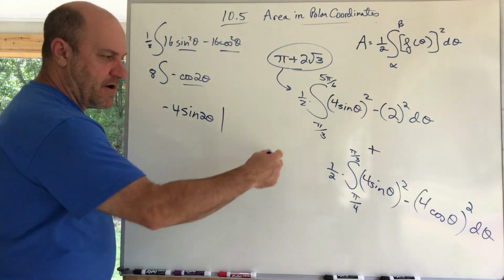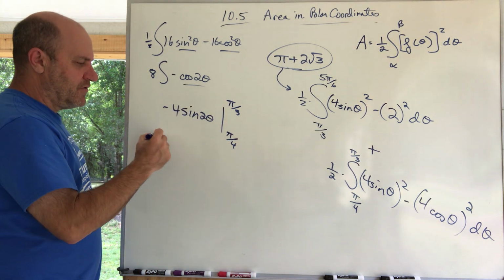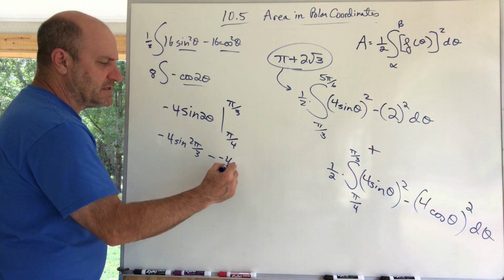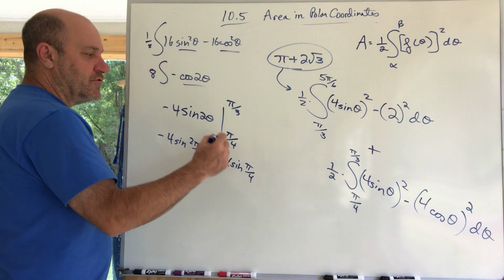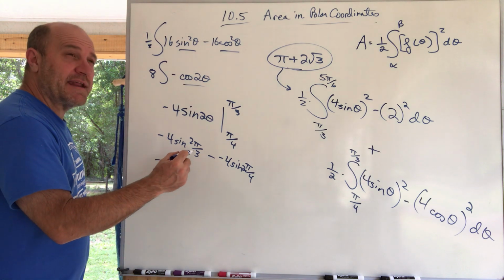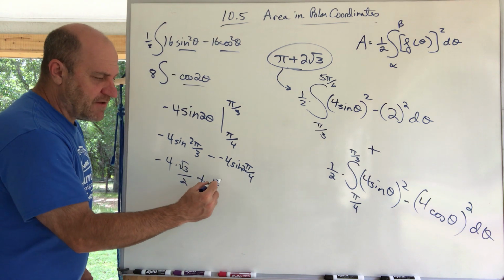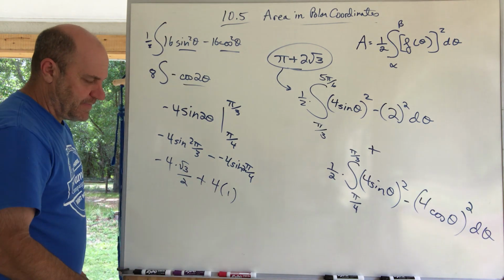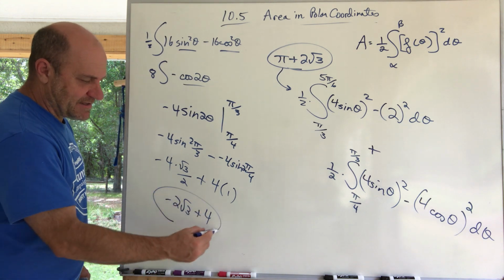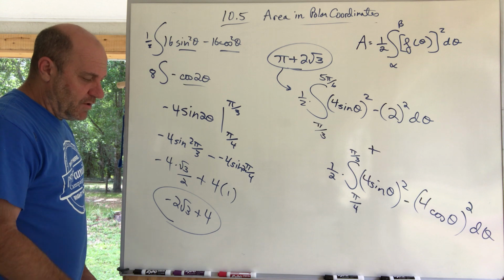You're evaluating from pi over 4 to pi over 3. We're almost done. We plug in the pi over 3, we get negative 4 times the sine of 2 pi over 3. I know what that is. Minus negative 4 times the sine of 2 pi over 4, sorry. Okay, I know what this is. That's negative 4, and that's 60 degrees in quadrant 2. That's a square root of 3 over 2. That's a positive 4, and the sine of pi over 2 is a 1. So that is negative 2 square roots of 3 plus 4. That's that answer, which is a positive answer. It should come out positive. We set these things up to be area. Cool, that's my positive answer.